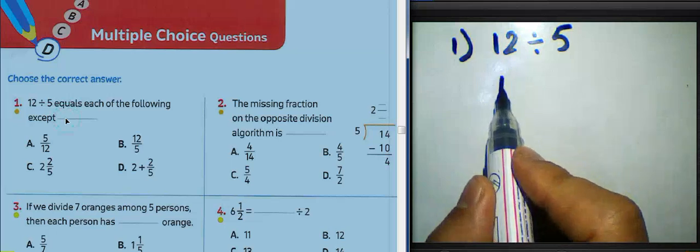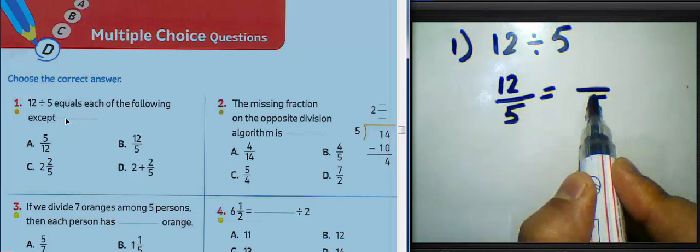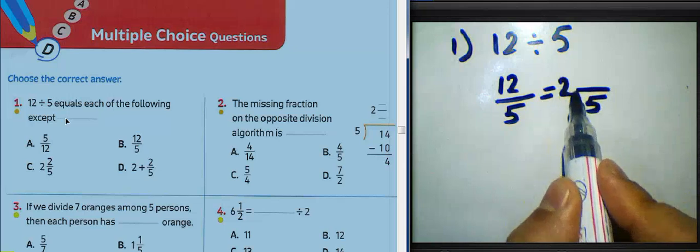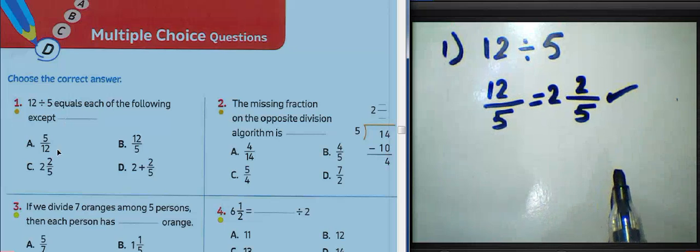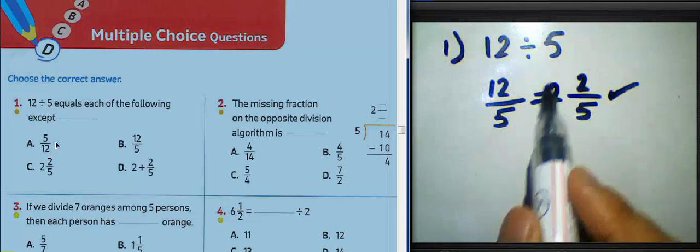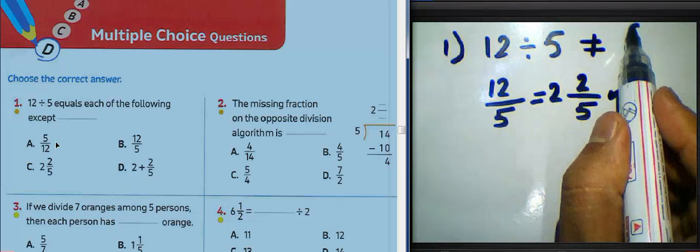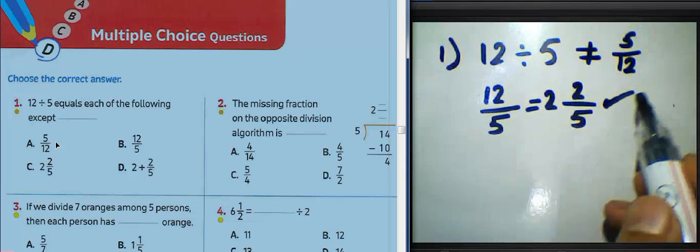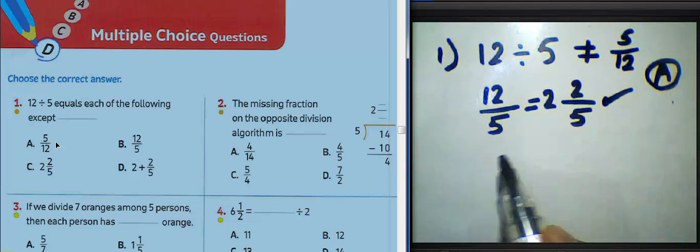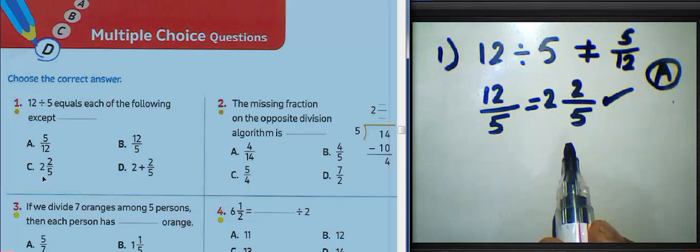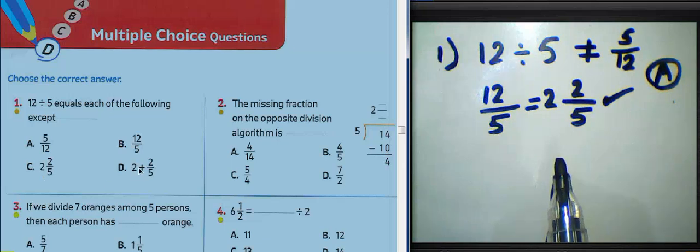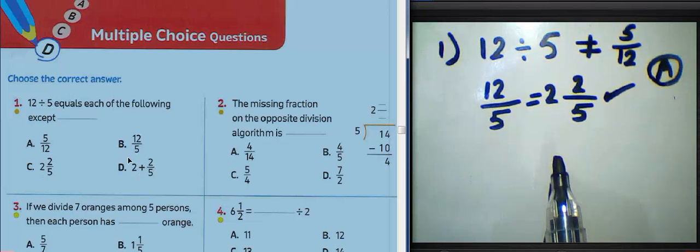So we can write 12 over 5 equals 5 multiplied by 2 equals 10, and the remainder 2. Correct? He asked about except 5 over 12. So 12 over 5 does not equal 5 over 12. You must choose letter A about question number 1. It's wrong. Letter B is true and letter C is true and 2 plus 2 over 5 is true. So we must choose letter A about question number 1.